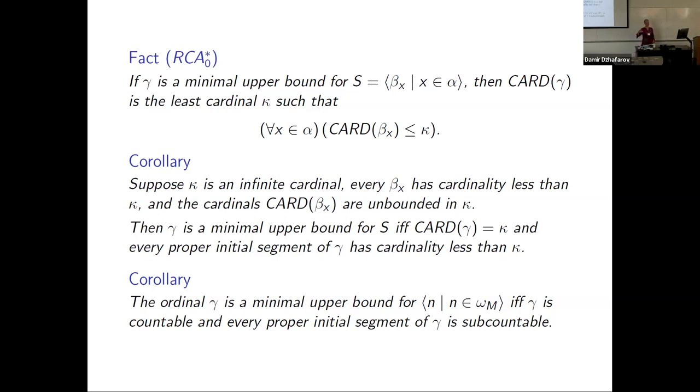So if we look in particular at the sequence of numbers, the minimal upper bound to the cardinality is omega in the sense of the model. And that means in order to be a minimal upper bound for that sequence, an ordinal has to have cardinality omega, the size of the model. In other words, it has to be countable. And every initial segment has to have smaller cardinality, has to be subcountable.